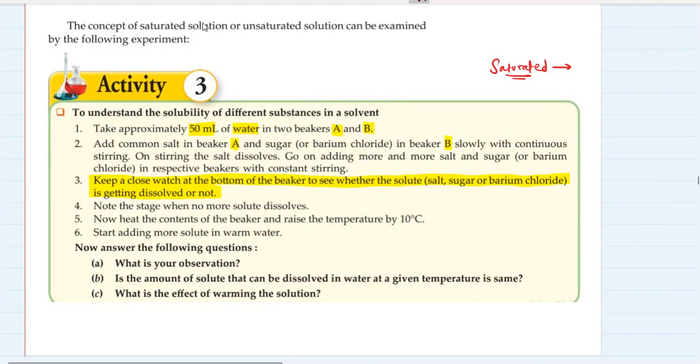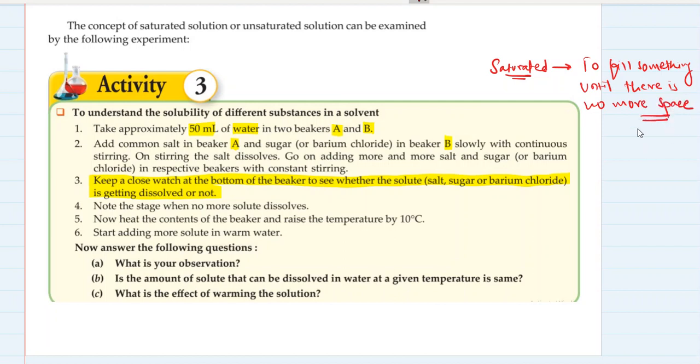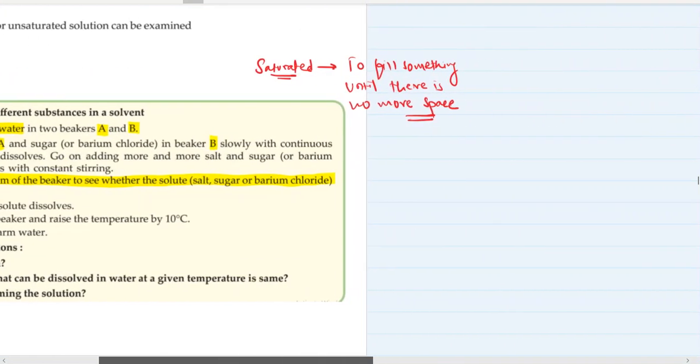Saturated means to fill something until there is no more space. To fill something until there is no more space. And what does this mean?